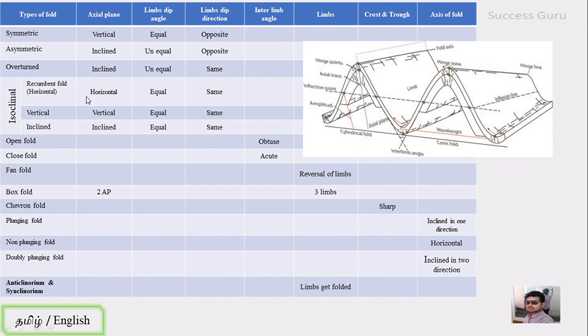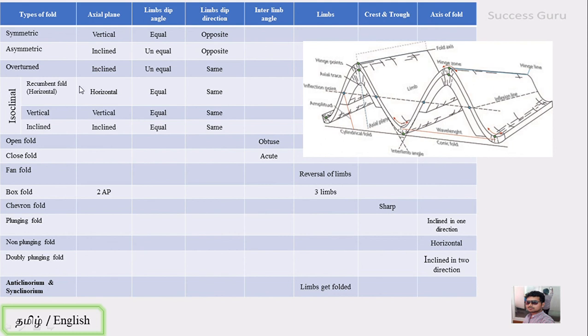So when you are talking about the symmetrical fold, what happens? The axial plane is vertical and the limb dip angle will be equal, that we saw in the earlier case, and the limb dip direction is opposite. You got it? For symmetry: vertical, equal, and opposite. If you're talking about asymmetry, the vertical becomes inclined, equal becomes unequal, only the limb dip direction will be the same, it is opposite and opposite.